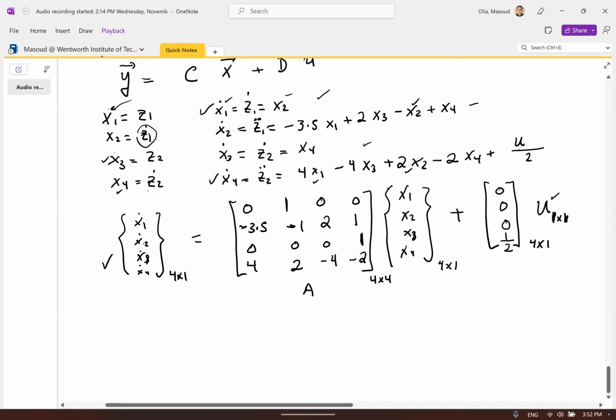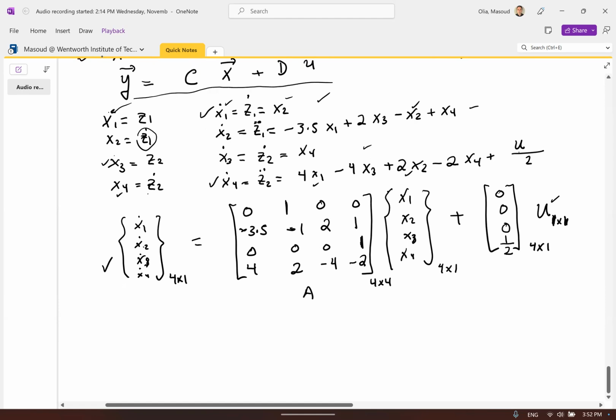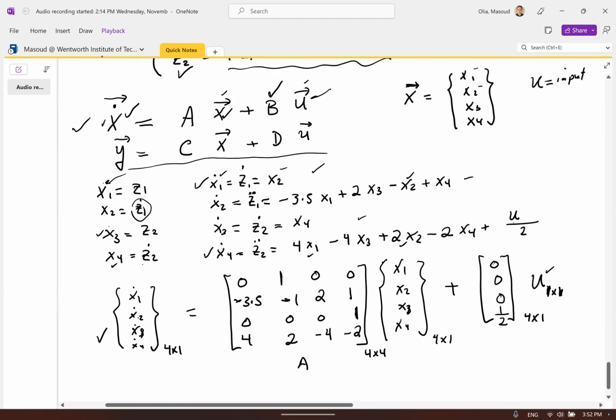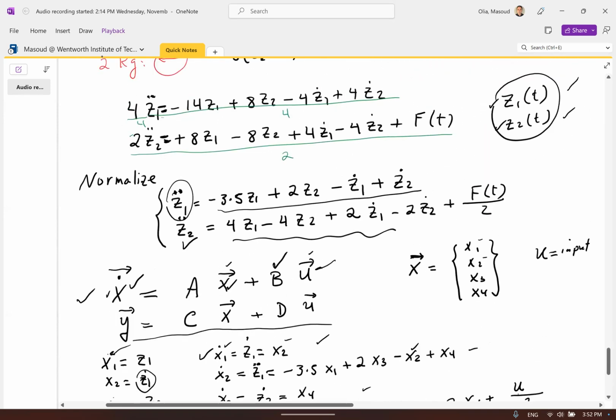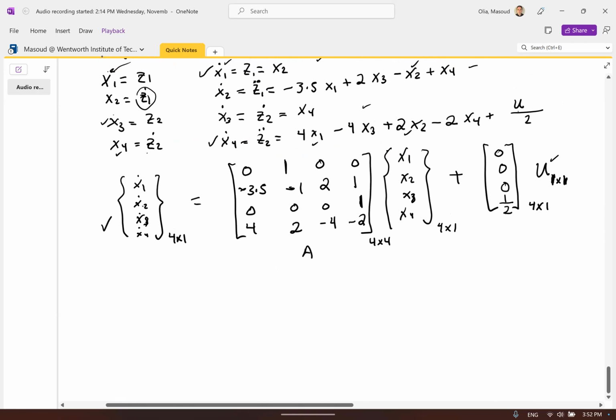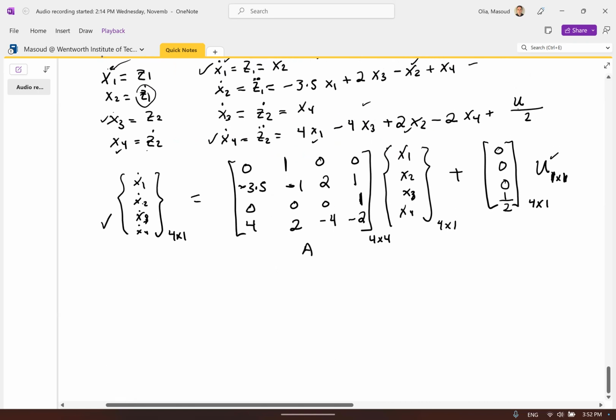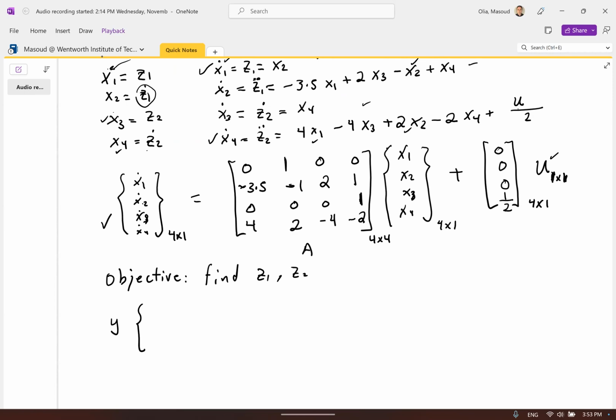All right. So now what is the output matrix here? Output is really interesting. Output depends on what you want. Obviously, our goal is to find z1 and z2. These are the positions of the two masses, the 4 kilogram and the 2 kilogram. So the Y matrix is going to be a 2 by 1. I'm going to call my Y matrix Y1 and Y2, and let's say Y1 is z1 and Y2 is z2.